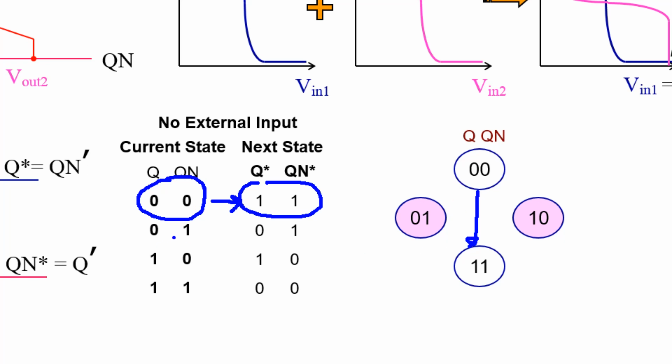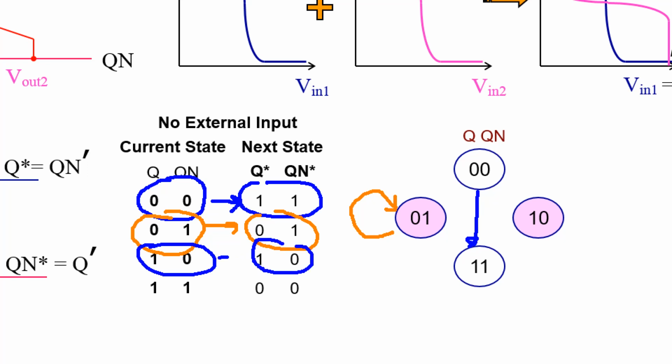And if the current state is 0, 1, when time passes, it will go to 0, 1. 0, 1 to 0, 1. Then it can be steady here, right? It can be stable here. And if the current state is 1, 0, it goes to 1, 0, to itself after time passes. And 1, 1 goes to 0, 0.